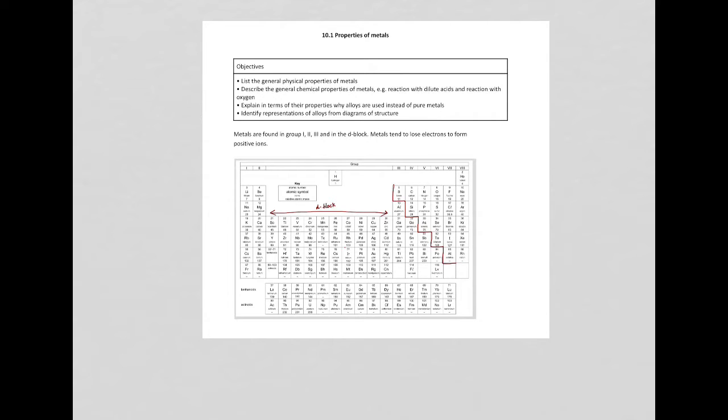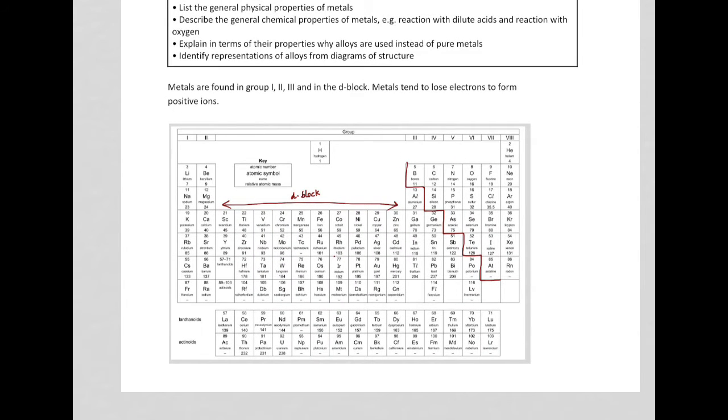Hi everyone, let's have a quick look at topic 10.1. So in the periodic table, you're going to find the metals over here, demarked by this red staircase line. Whatever is on this side, these are metals, and whatever you have here, these are the non-metals. So this is the group 1 metals, group 2 metals, group 3 metals over here.